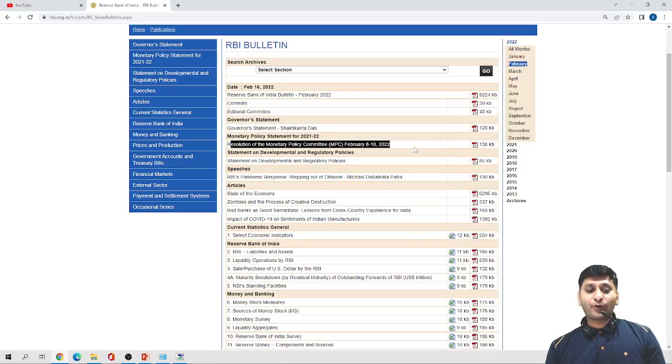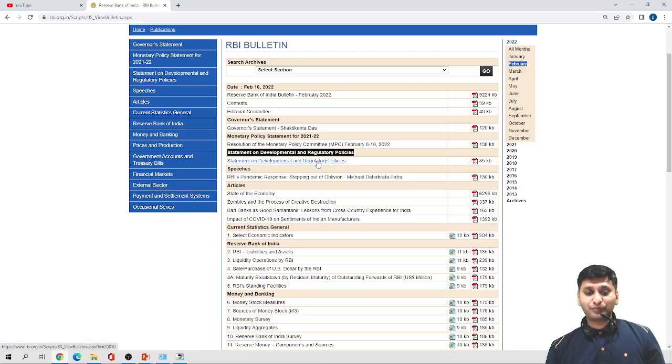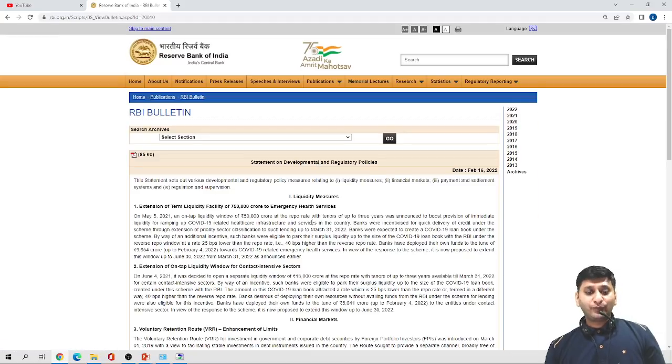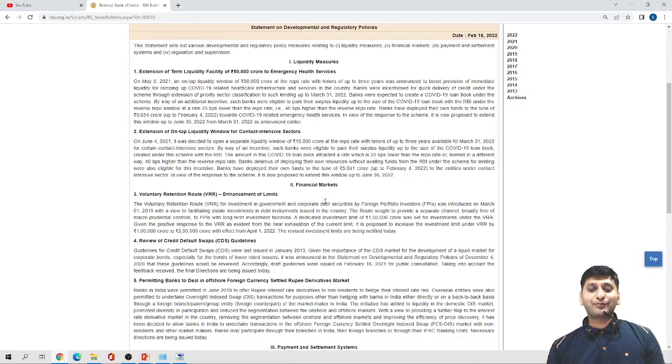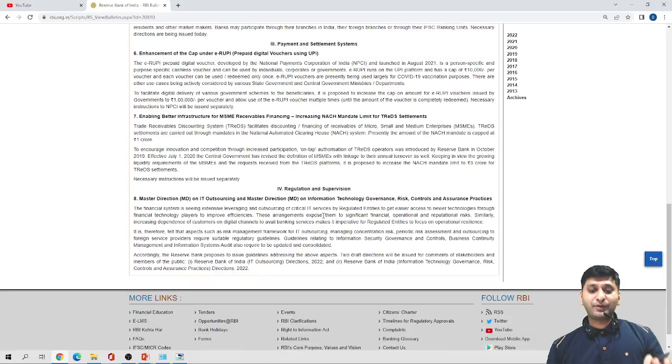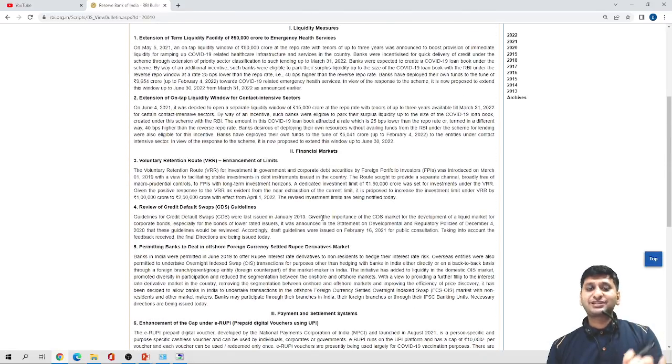But even more important is this part, statement on developmental and regulatory policies. अगर आप इस पे क्लिक करेंगे, it will take you to the regulation. Right, developmental and regulatory policies, the regulations which RBI thinks are important and which has been framed in the last 2 months, उसको यहाँ पे बहुत ब्रीफ में बताया होगा.